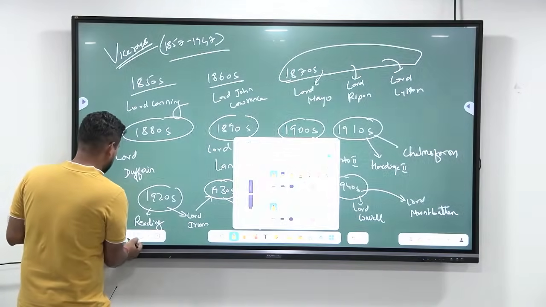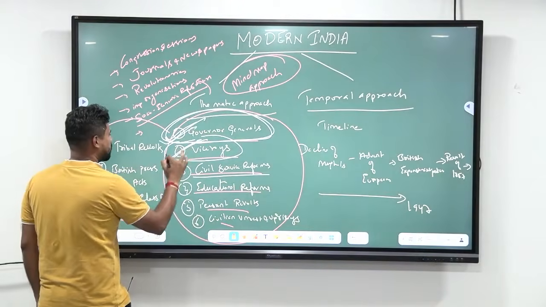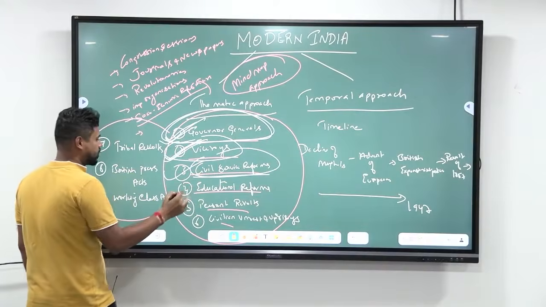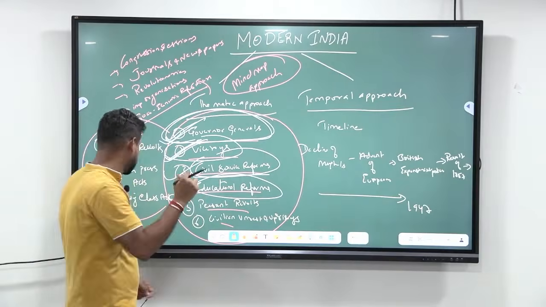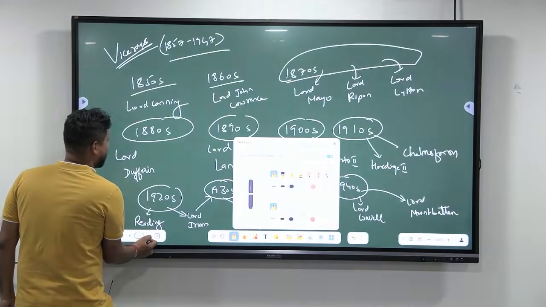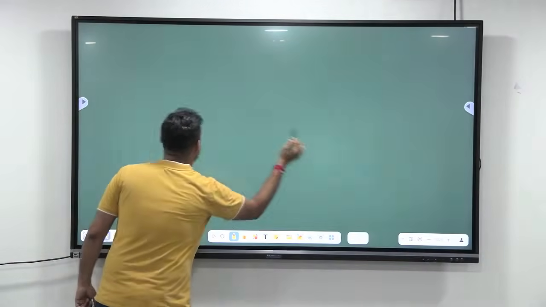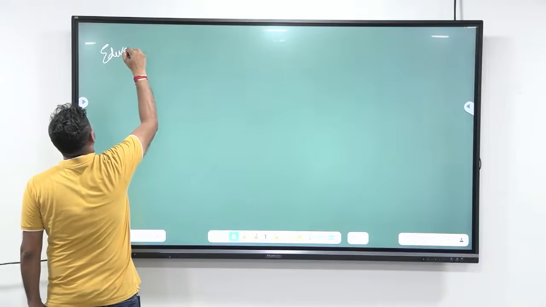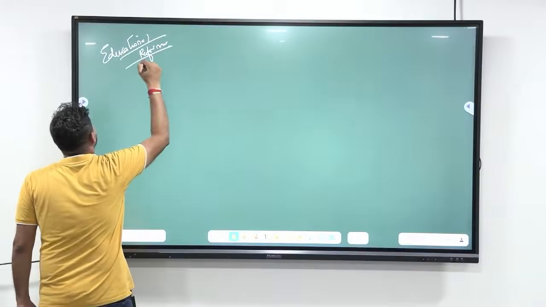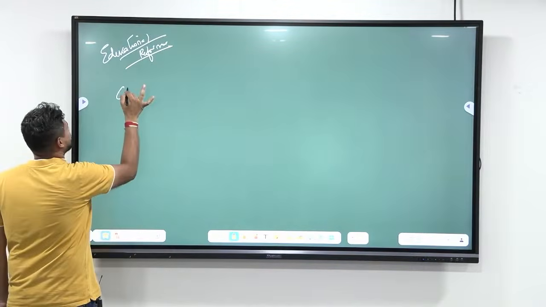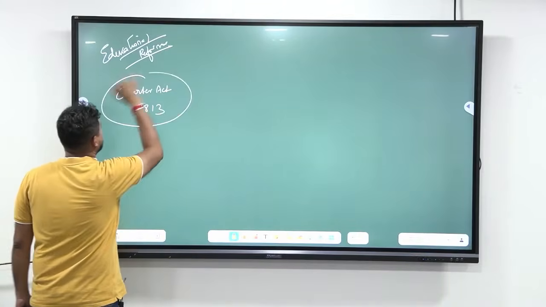So if we go back to the original page, we are done with Governor Generals, Viceroys, and civil service reforms. Next, let us go to educational reforms. Let us draw the mind map for educational reforms in modern India. Okay, so let us go back. So go to the next page and write down educational reforms. I hope you are ready. Let us start off. It all starts with the Charter Act of 1813.